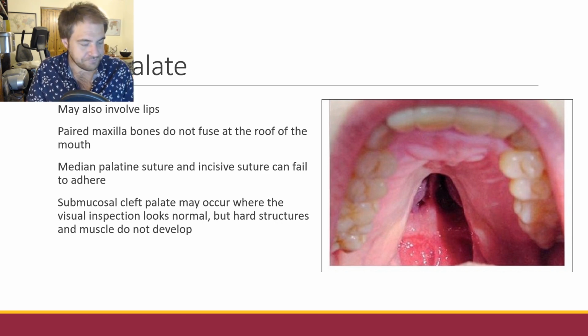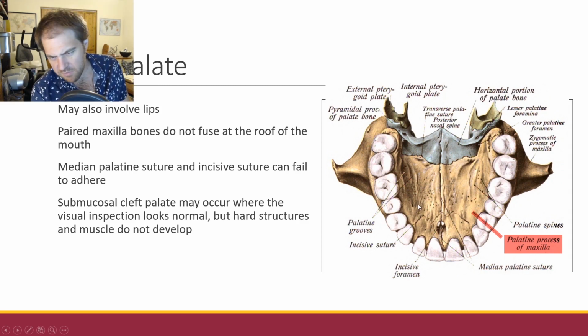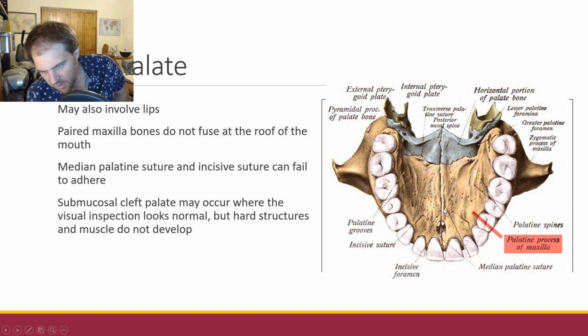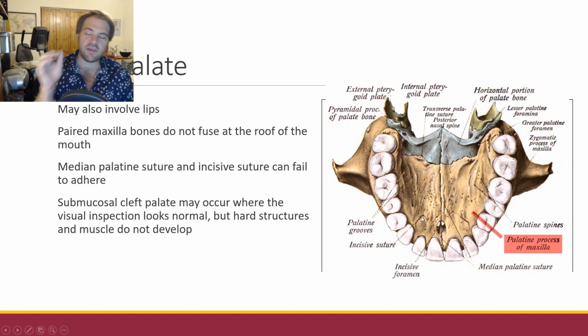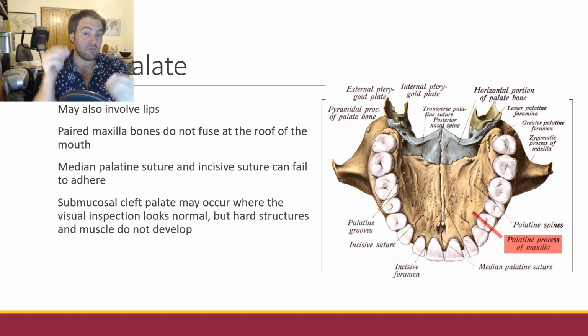Okay. So here is a picture of exactly what's going on. So here again we have the median palatine suture. This is the one that runs down the middle. This is the one that's not closing, improper closure when you have cleft palate. But you can also see on this picture that there's another suture running right here. This is called the incisive suture. And this is what is usually affected when you have cleft lip with alveolar involvement.